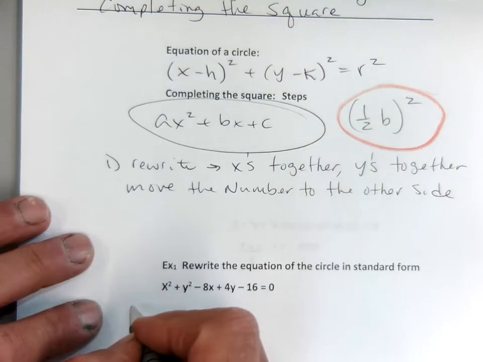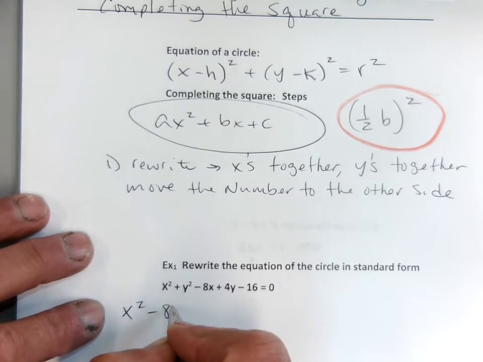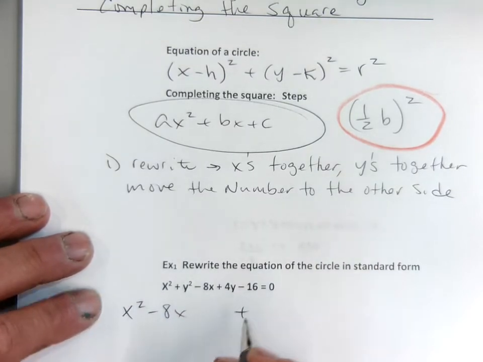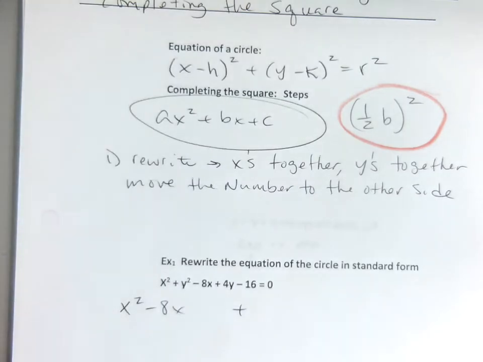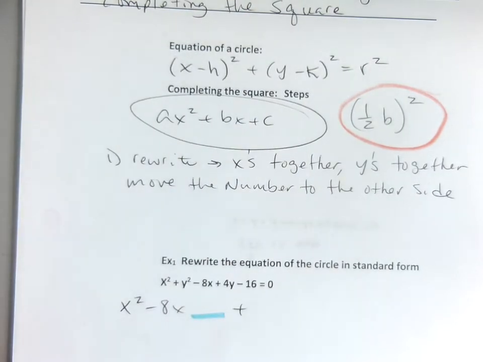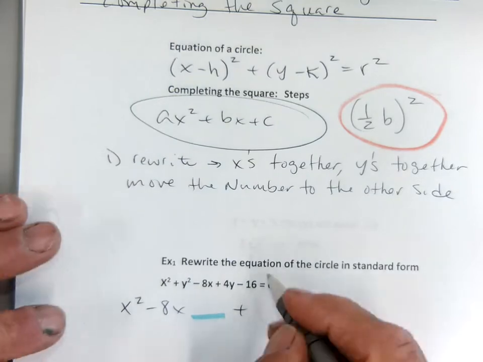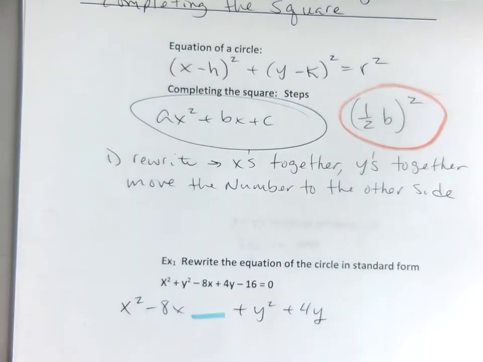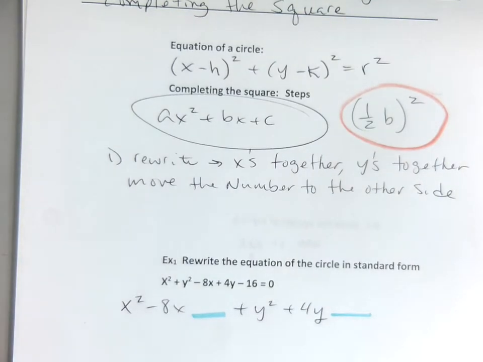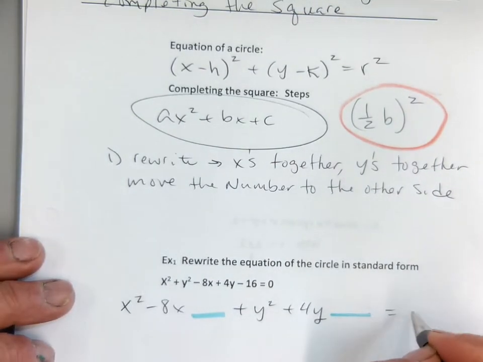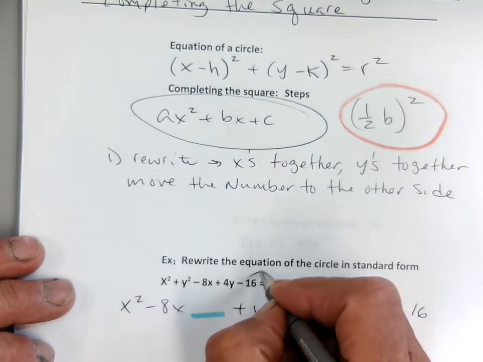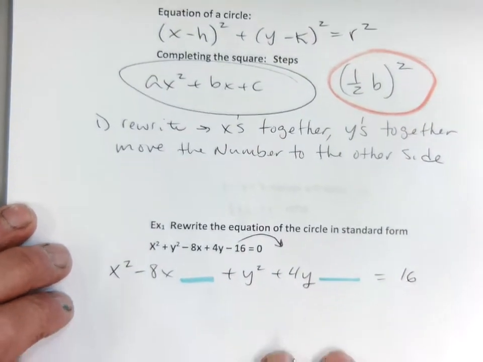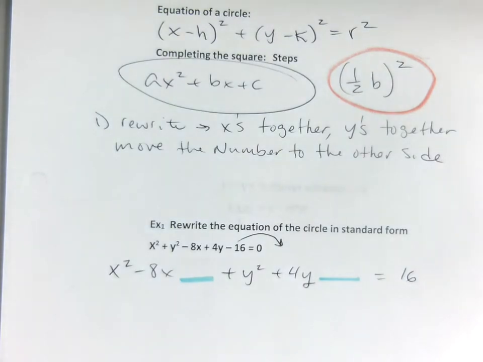So I'm going to rewrite this one as x squared minus 8x. And I like to leave a little space here, and you guys will remember why when I do it. Plus y squared plus 4y, and again I like to leave a little space here, and again you guys will remember why. Okay. Equals positive 16, because I'm going to add this 16. Okay, and I'll stop for a second, let you get caught up. So I put x's with x's, y's with y's, and I brought the number, the constant, to the other side.